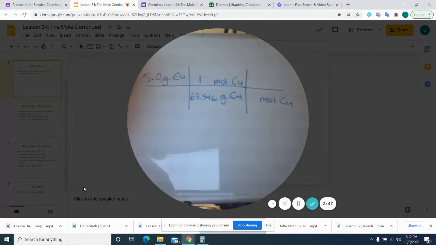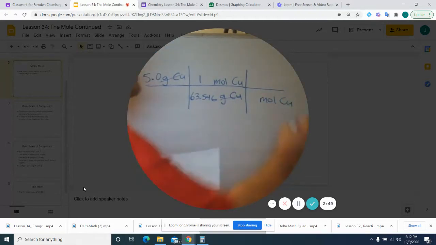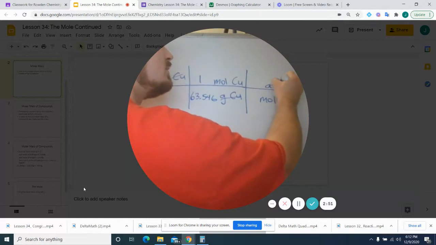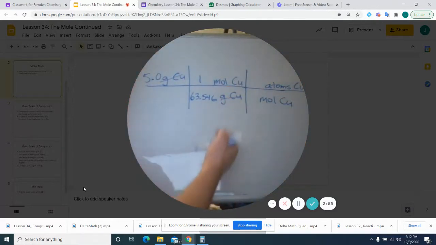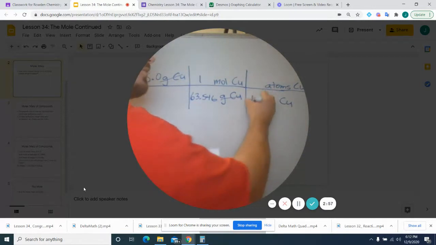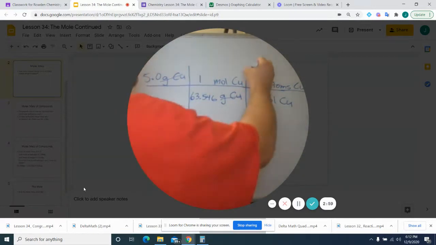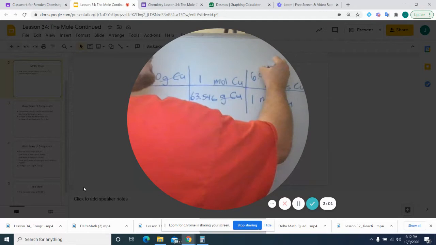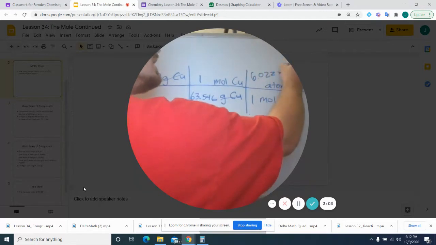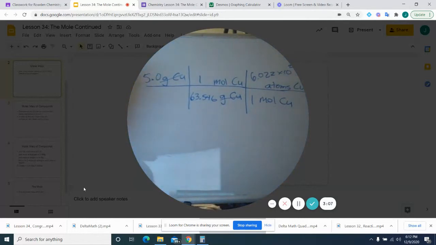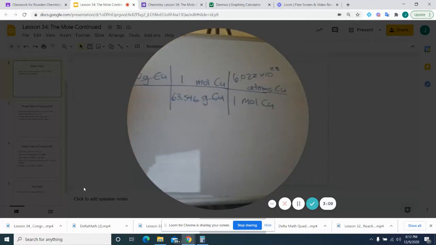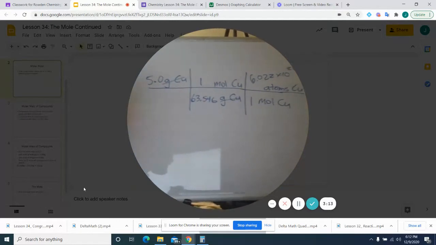So then over here, moles of copper turns into atoms of copper. And how do moles and atoms relate to each other? Well, remember, this is our first lesson in this. 1 mole is 6.022 times 10 to the 23rd. So it's starting to get off the screen, but it's 6.022 times 10 to the 23rd over 1.